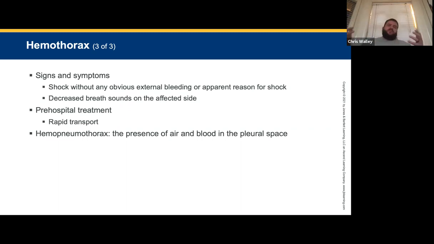What we want to do here is rapidly transport them to the hospital. Hemopneumothorax is the presence of air and blood. We talked about that. I showed you the picture.